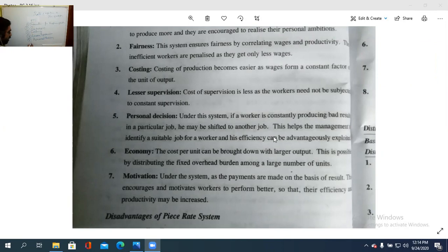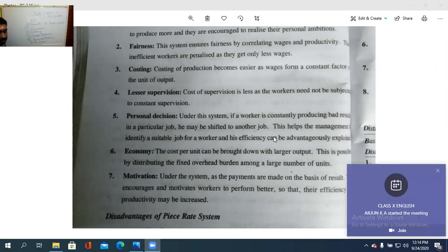Then economy. സാമ്പത്തികപരമായിട്ട് ഇത് വളരെ നല്ലതാണ്. Because how it is to be economy, the cost per unit can be brought down with the larger output, and this is possible by distributing the fixed overhead burden among a larger number of units. So that is the case of economy.